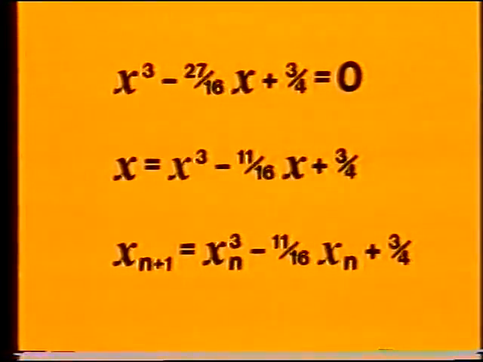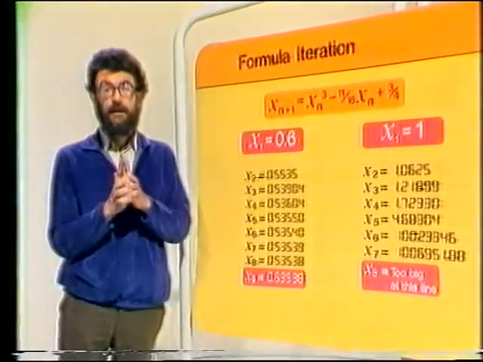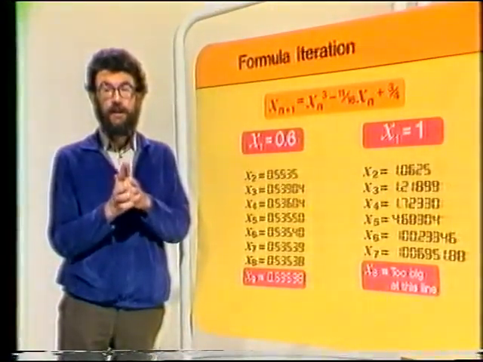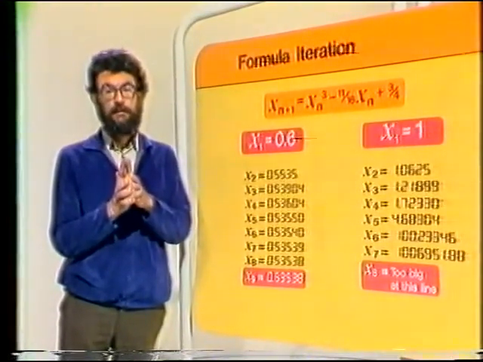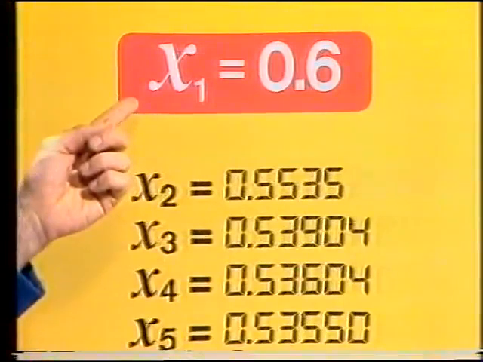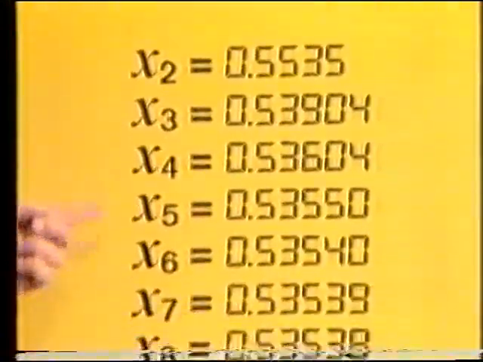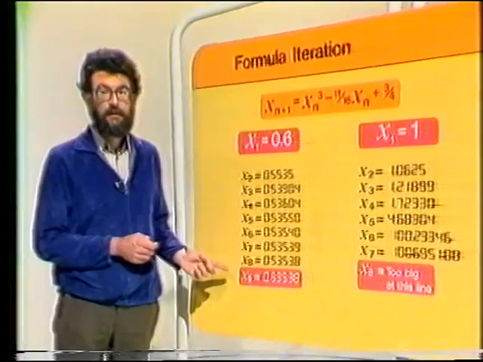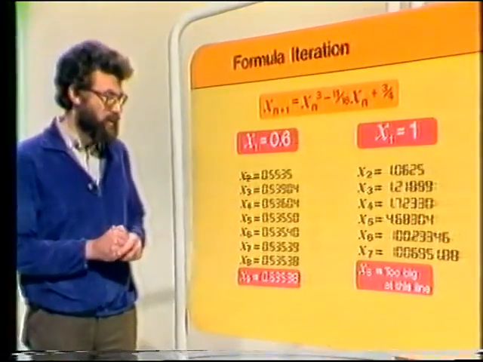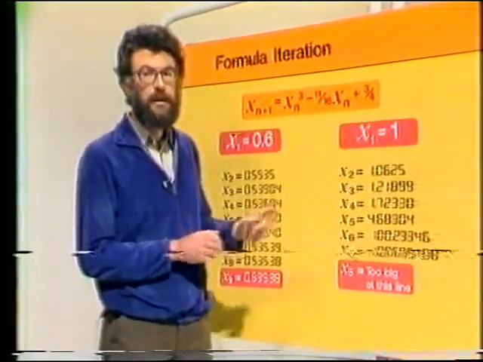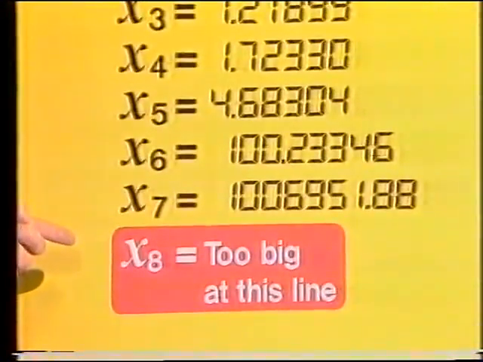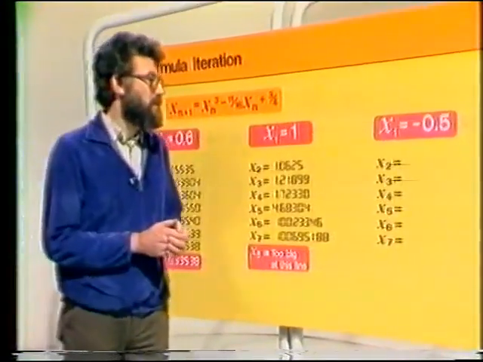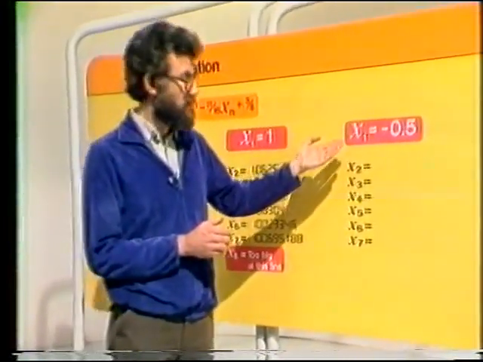But how can you check that the rearrangement is a good one? In other words, does it give an iteration formula that will lead to a convergent sequence for some suitable starting value? Well, in this case, starting with 0.6 does give a convergent sequence. But starting with 1, we get something which doesn't converge. And what about, let's say, minus 0.5? What would that do?